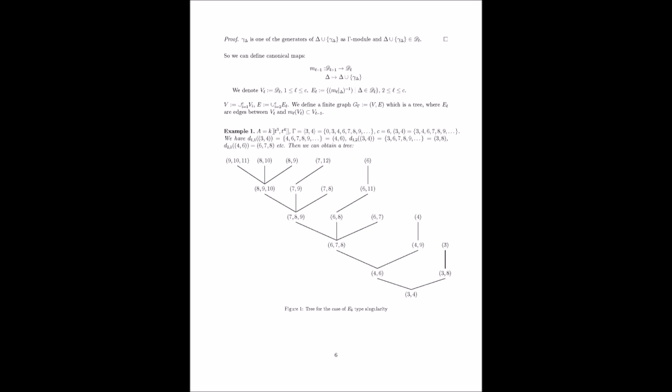So D sub 1 equals {(4, 5, 6)}. D sub 2 equals {(5, 6, 8), (4, ...)}. D sub 3 equals {(6, 8, 9), (5, 8), (5, 6), (4, 11)}. D sub 4 equals {(8, 9, 10, 11), (6, 9), (5, 12), (4)}.